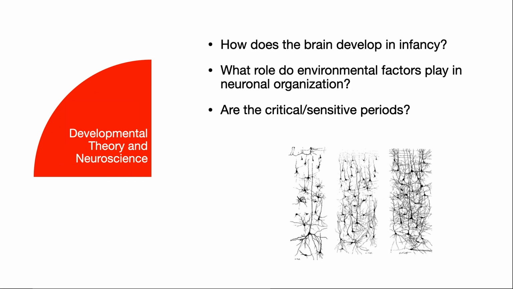The first module is a foundation on developmental theory and neuroscience. So language ability obviously depends on brains. And so understanding how brains develop during infancy is really important. So one of the key ideas that will emerge from this section is that brains just don't mature with age, but rather they're shaped by environmental influences.